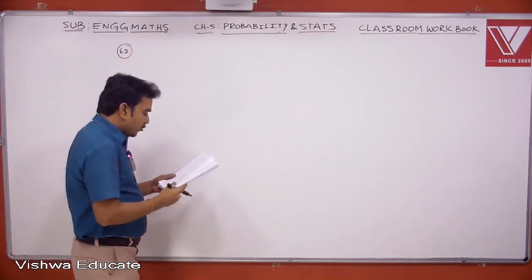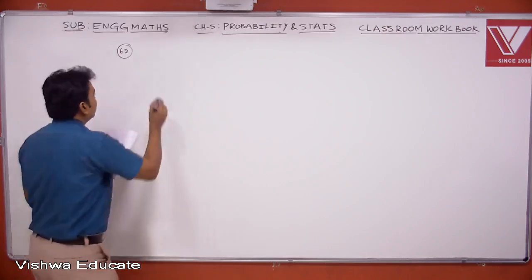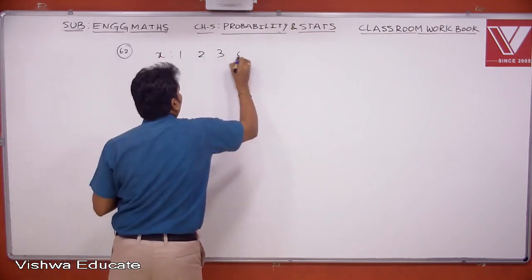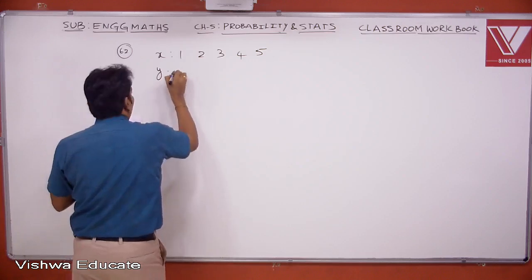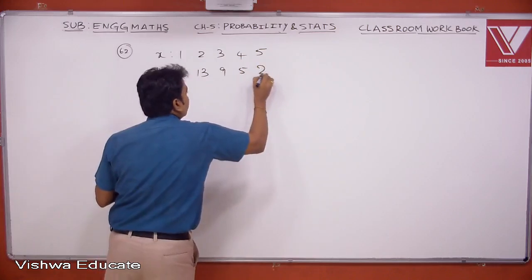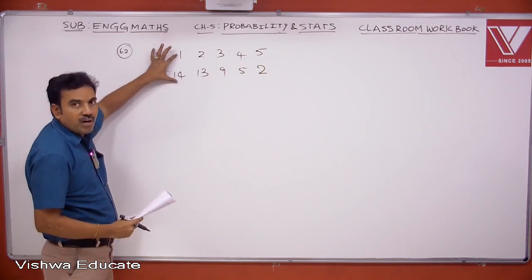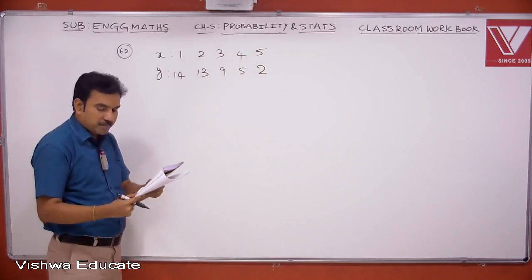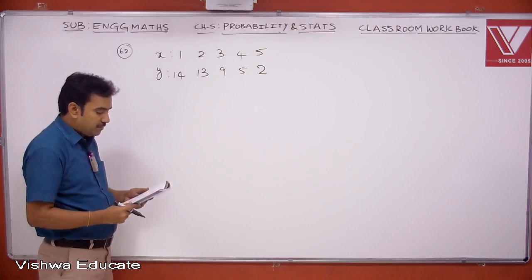Find the equation of the straight line of best fit using the following data. The data is given in the form of a table. The X values are 1, 2, 3, 4, 5, and the Y values, that is the functional values, are 14, 13, 9, 5, 2. So here 5 points are there: X values with corresponding Y values 1, 14; 2, 13; 3, 9; 4, 5; 5, 2. By the principle of least squares, options are given.